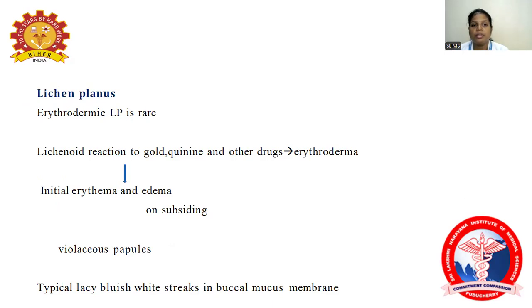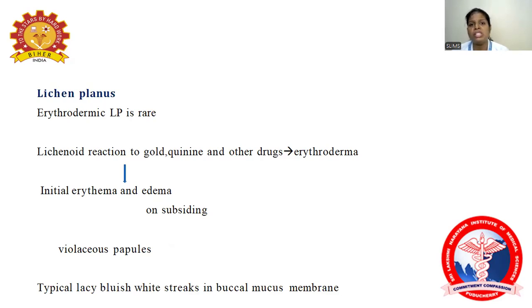Lichen planus erythroderma is rare. It is a lichenoid reaction to gold, quinone, and other drugs. In erythroderma, initially there can be erythema and edema; on subsiding, this results in violaceous papules. So you tell me guys, why is the sky blue? Because of the sea reflection. Like that, here you can see the violaceous papules because of the Tyndall effect.